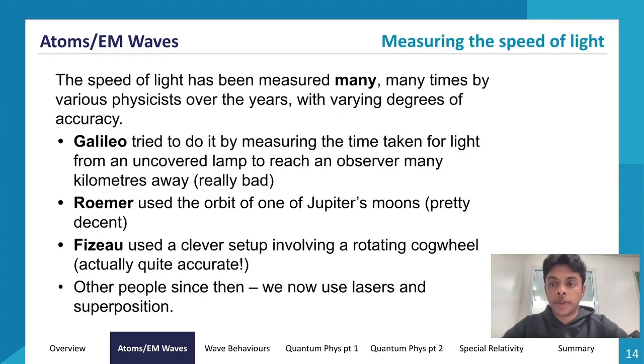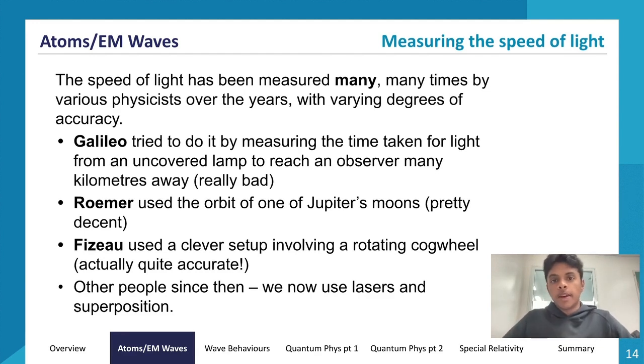So now let's look at how the speed of light has been measured. The speed of light has been measured many, many times by various people over the years. The first ones that were used were quite inaccurate, but it did get more and more accurate as time progressed. The first one that you'll be learning about is Galileo.